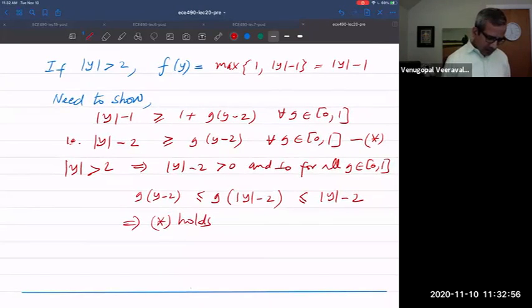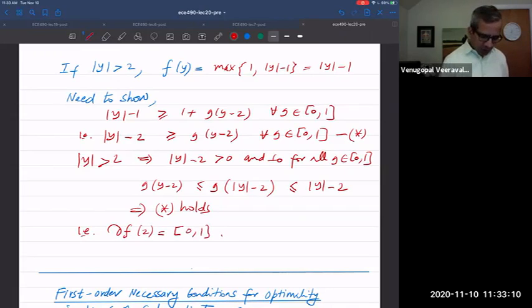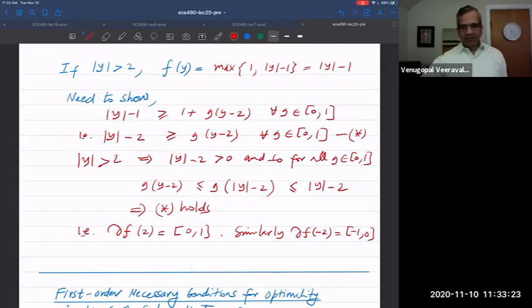Okay. So this means that we have shown that the subdifferential of f at 2 is equal to the set [0, 1]. And you can similarly show that the subdifferential of f at minus 2 is [-1, 0]. Same steps to show that. All right. Any questions?